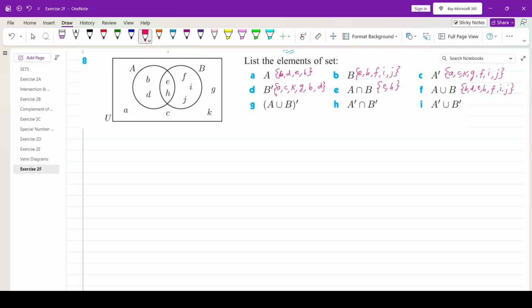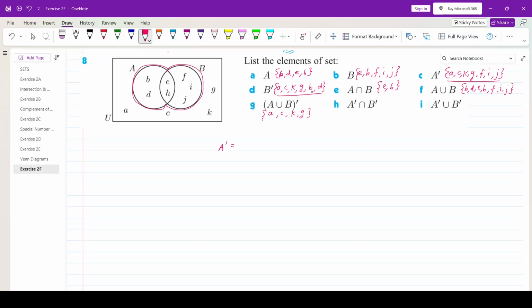A union B whole complement. Therefore, A union B is this part. So the complement will be everything apart from this. That is going to be A, C, K and G. A complement intersection B complement. So what is A complement? We first need to write A complement, or rather we have already written it here, and B complement, it is written here.